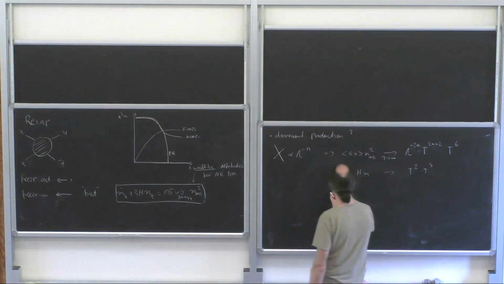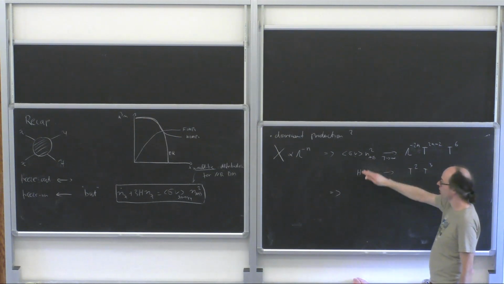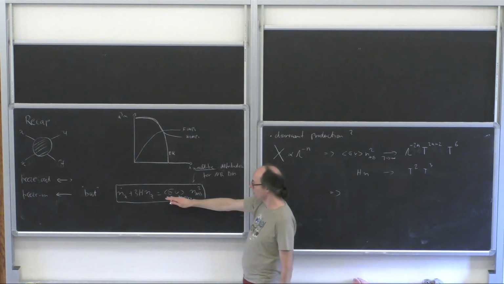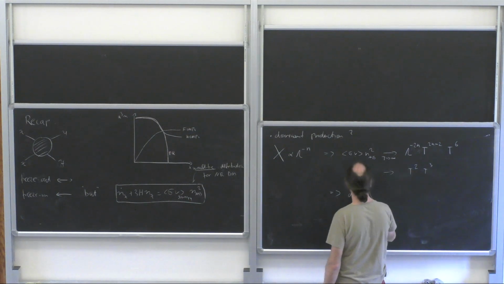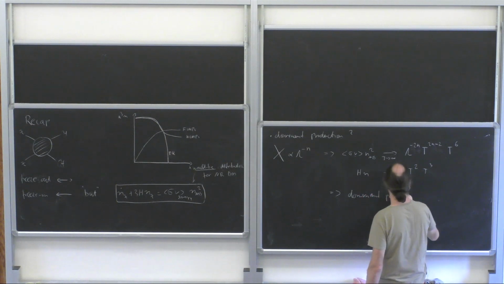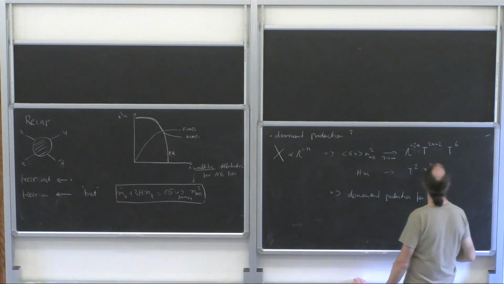Yeah, so from this you can deduce which is more important, like where will the dominant production happen, by comparing the two. So, dominant production for, well, okay, what happens?